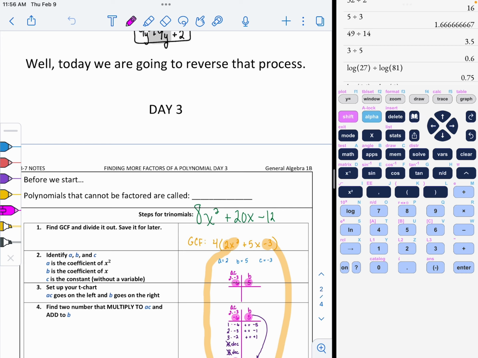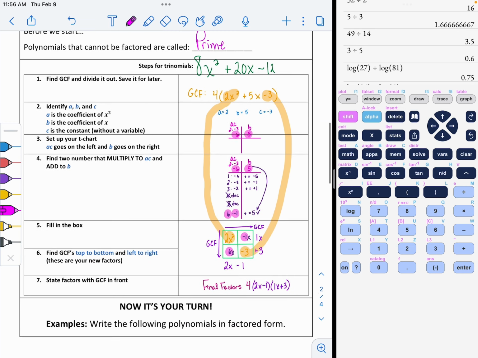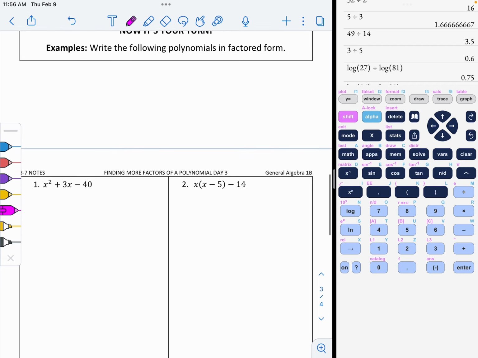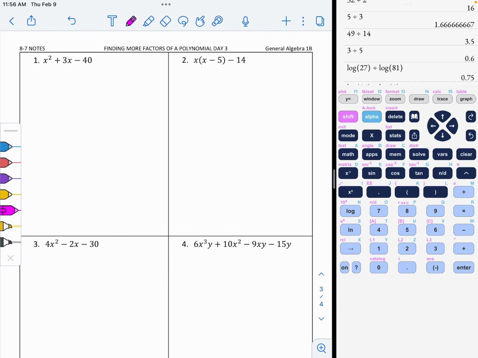Please remember that something that cannot be factored other than one in itself is called prime, and polynomials might be prime. Maybe we'll come across that today. All right, there's your example that has been with all of your steps. Let's take a look and just dive right into it.